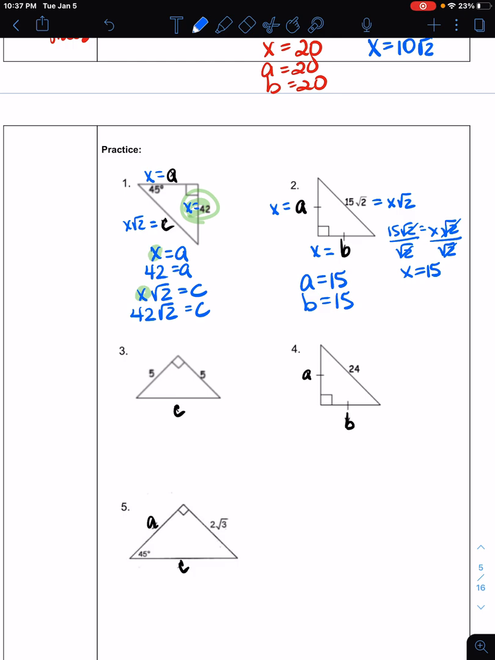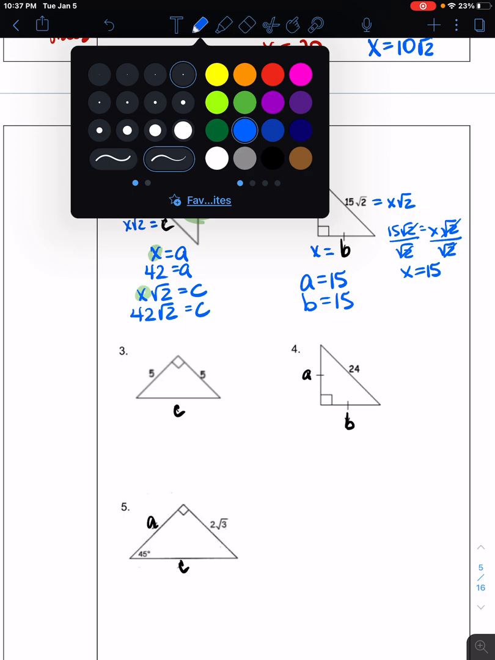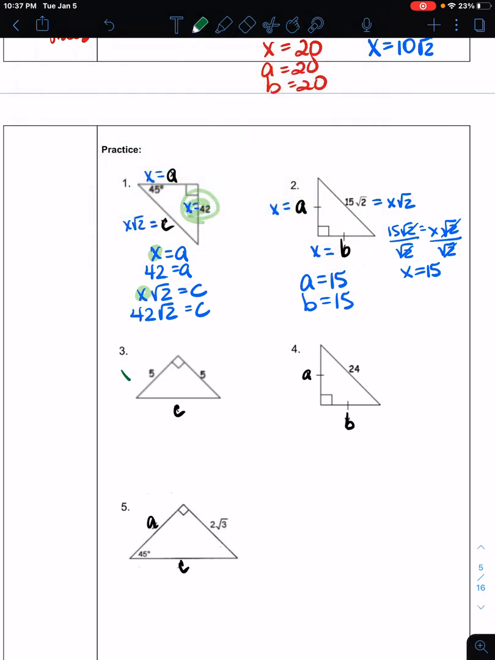It's 5, 5, and then c is the hypotenuse, so it must be 5 root 2. But if you don't see that, that's perfectly fine. Just keep doing what you've been doing. x root 2 is equal to... well, the only one we have, x is equal to 5, we've already got. Well, if x is equal to 5 and c is x root 2, then literally you just change that x into a 5 because it says x is 5. So c is 5 root 2. So if you didn't get it before, you would get it here.